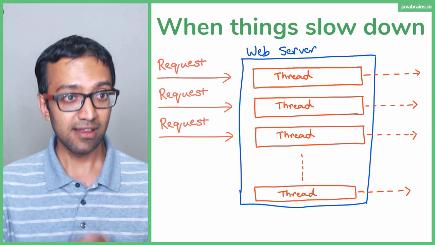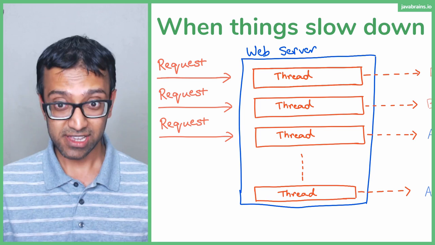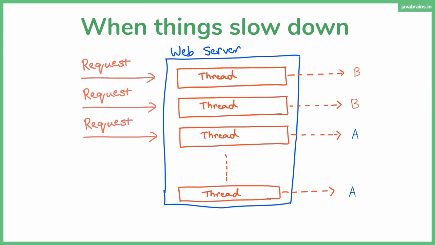All right? Now, let's look at it in the context of microservices. Now, let's say this is a microservice which calls other microservices, right? A request comes in. This is a web server for a microservice that calls microservice A and microservice B, okay? A request comes in for microservice B. A thread gets created. A call goes out for microservice B, right? This request goes out and it says, okay, I'm waiting for microservice B, but microservice B is slow, okay? It's taking a while. Something is wrong with it. So this thread is waiting.